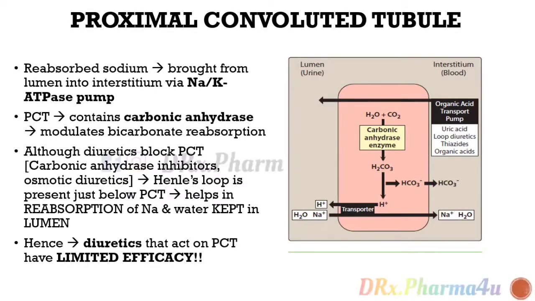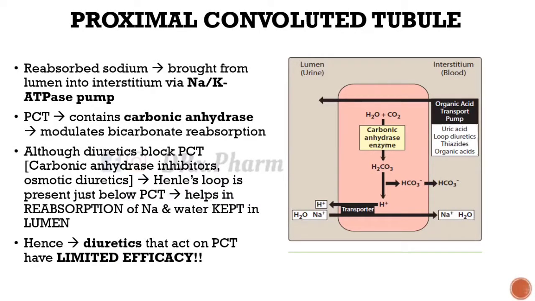And another thing that we need to know, this is a practical knowledge. You can see in point number 2 that I mentioned, proximal convoluted tubule contains carbonic anhydrase enzyme. So you can look into the image very carefully. H2O plus CO2 in the presence of carbonic anhydrase enzyme forms H2CO3. H2CO3 is carbonic acid. From this H2CO3, hydrogen ion is getting eliminated into the urine, and the remaining HCO3 minus, that is bicarbonate ion, is getting reabsorbed into the blood.